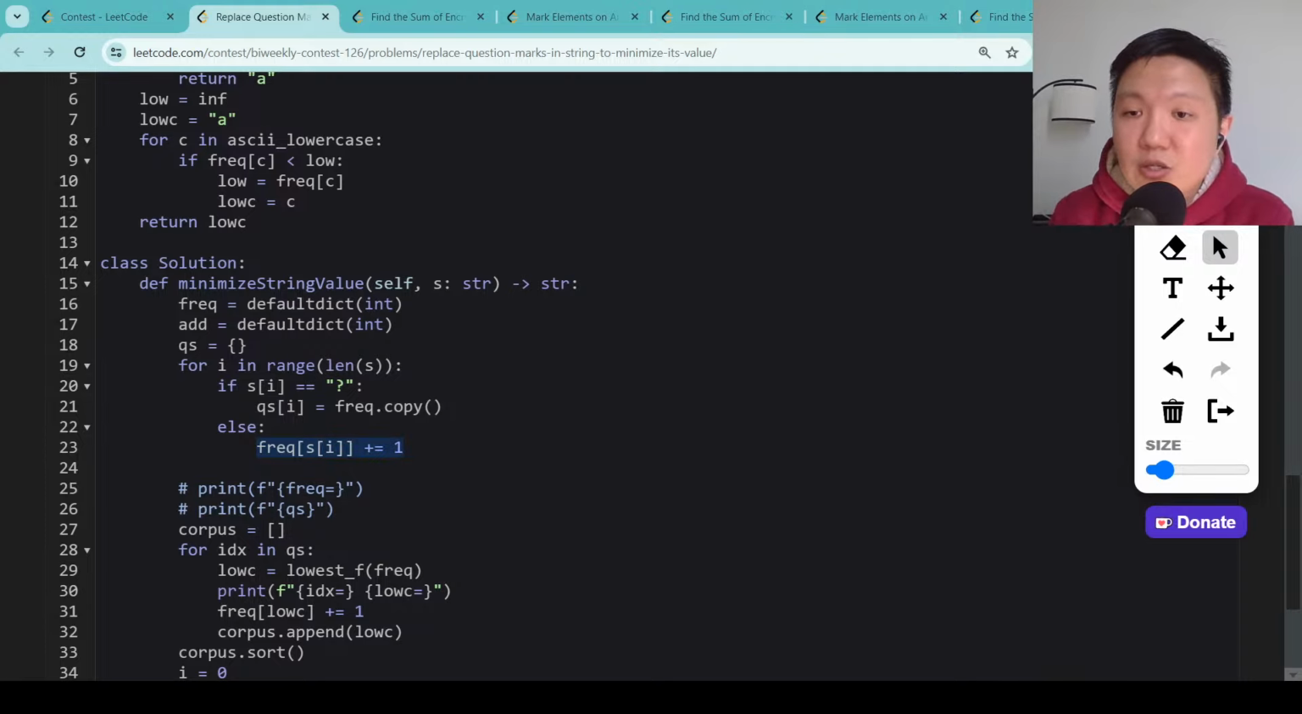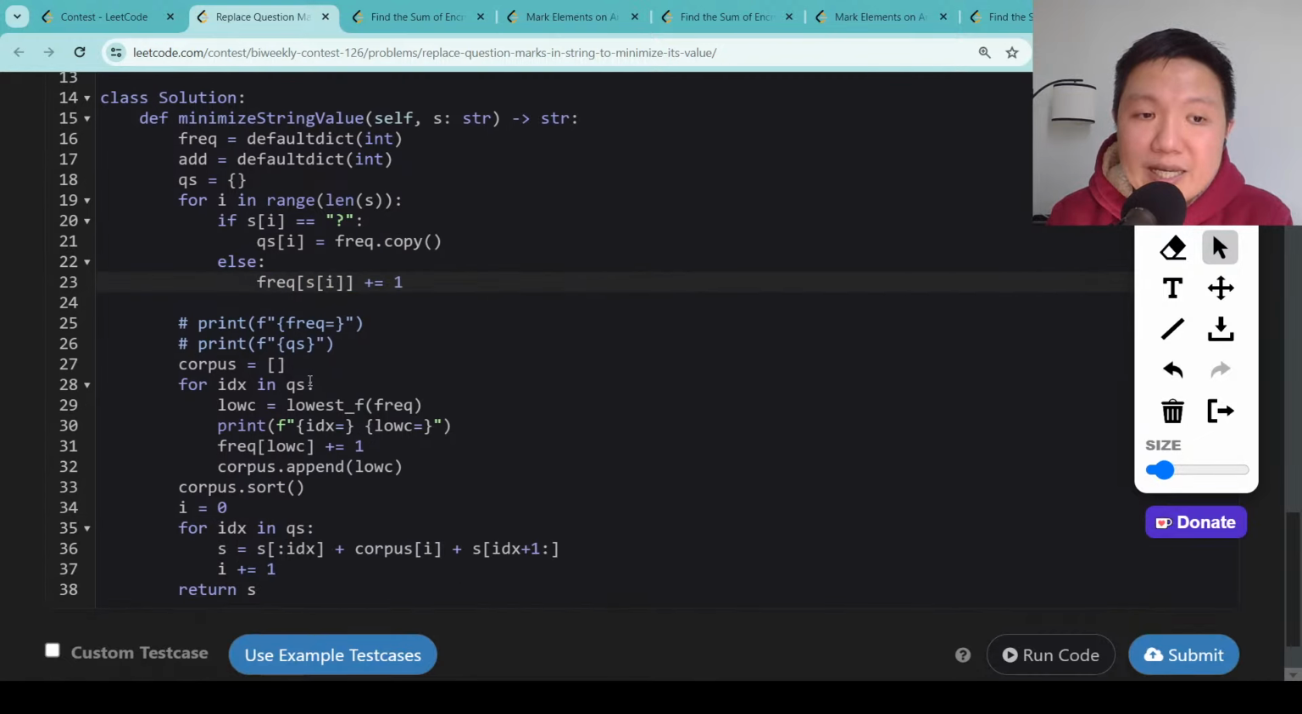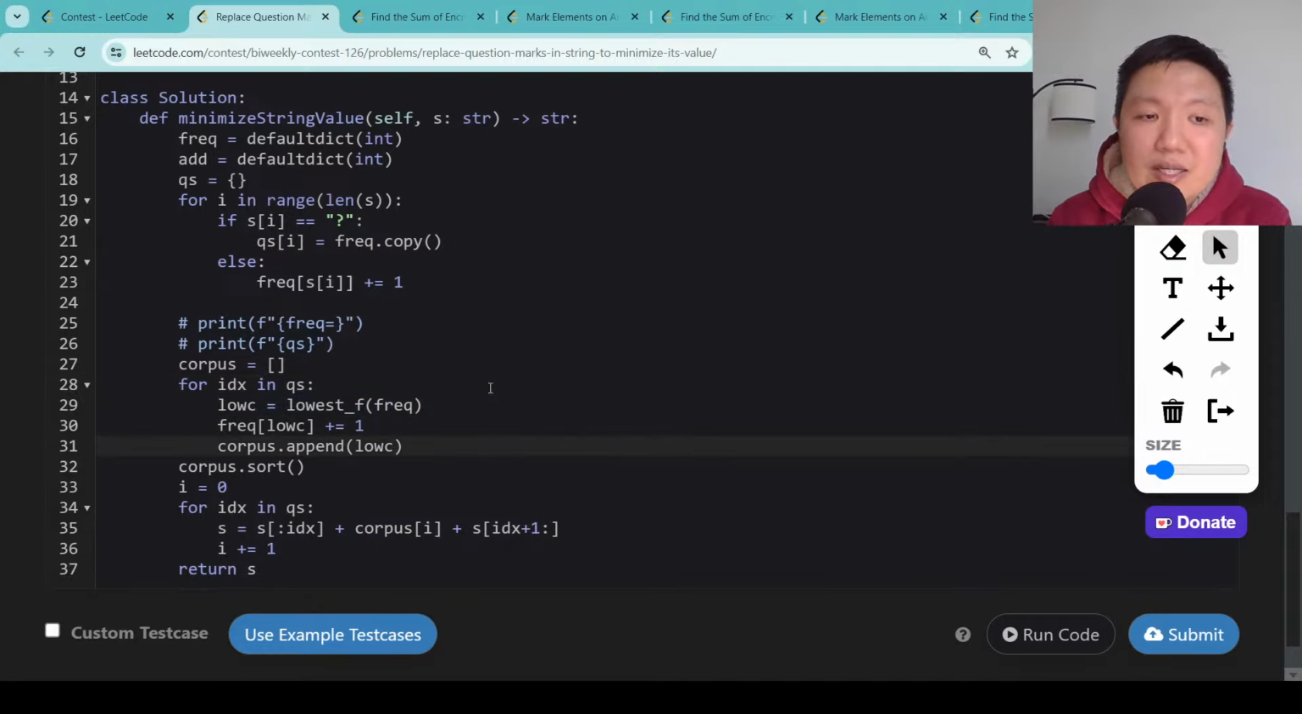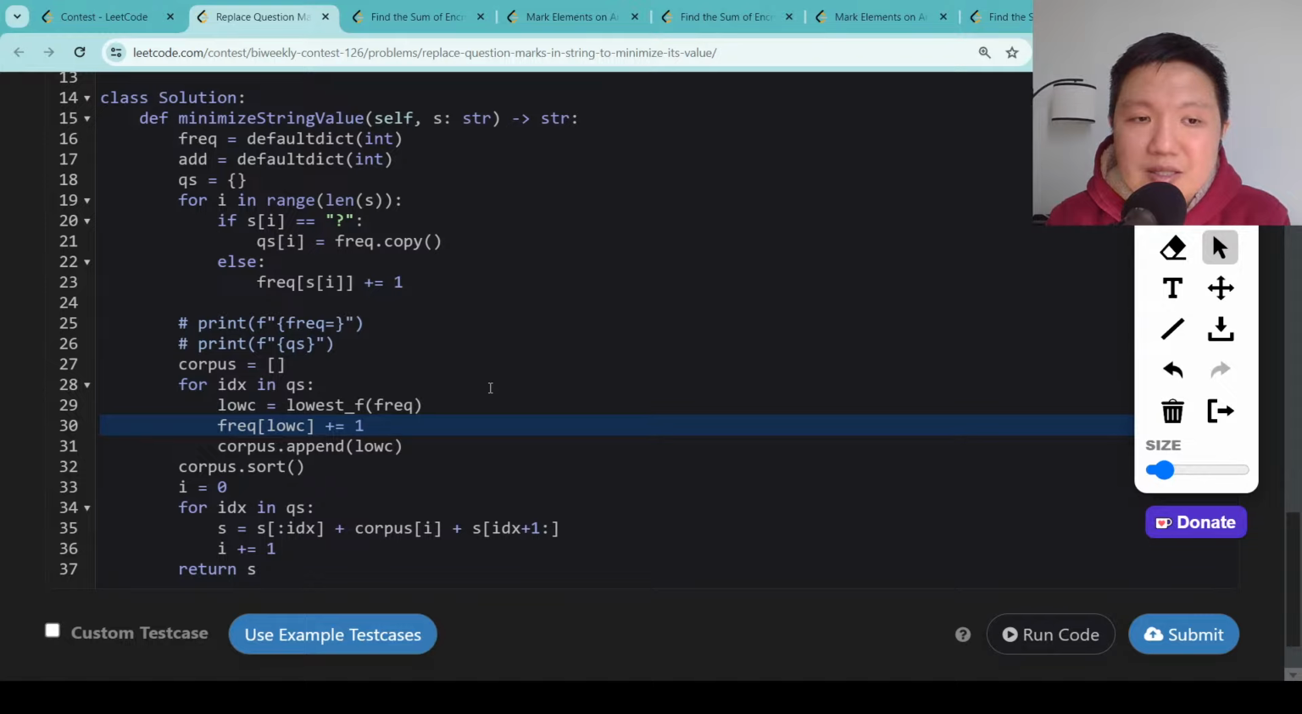So you're constructing a frequency table. That's step 1. After you construct the frequency table, what you then want to do is, for every question mark, find the lowest frequency in the frequency table, increase it by 1, and then put that into a list of things that you want to replace.